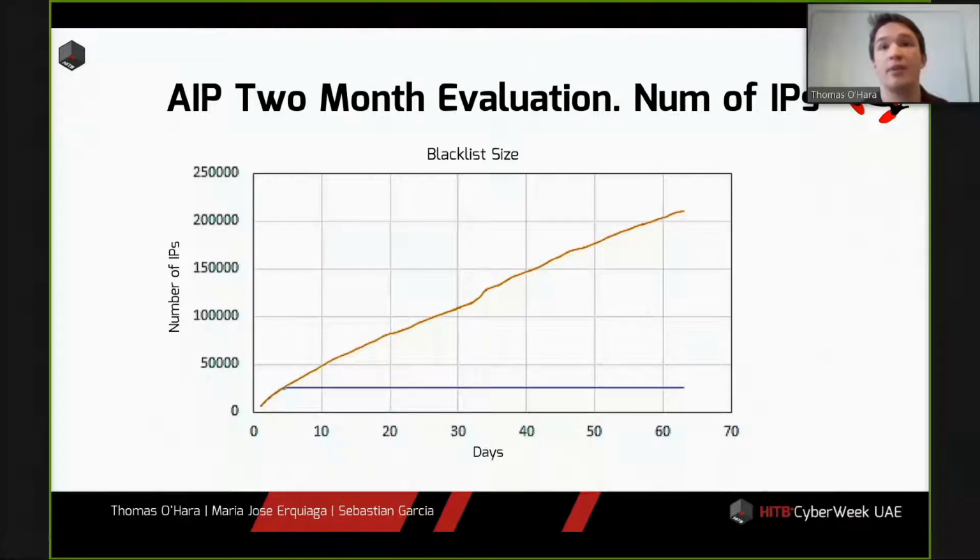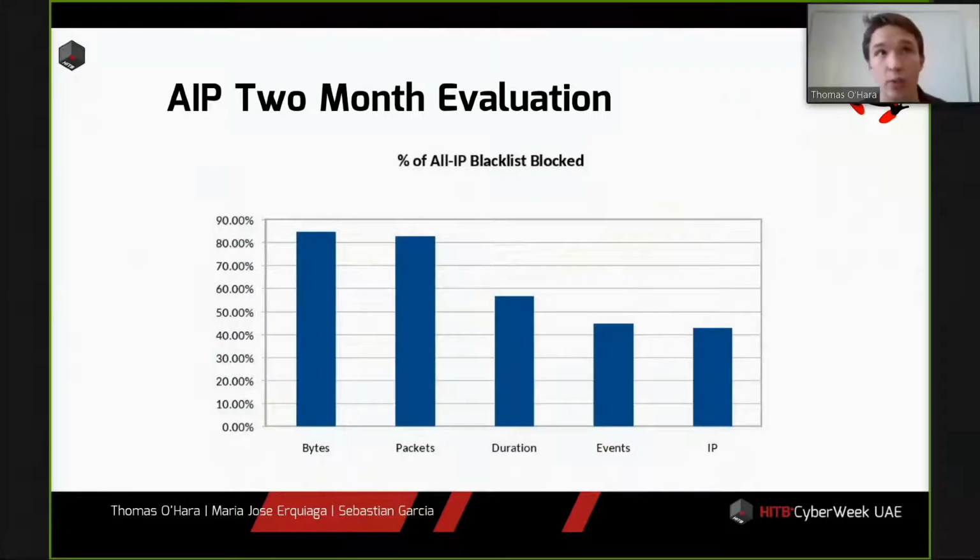So it grew, and by the end of our 2-month evaluation period, we had over 200,000 IPs in the All IP database. In terms of our evaluation results, our AIP blacklist was able to block most of the traffic that the All IP blacklist was able to, as long as the quantifier was the amount of data being transferred. So if we look here, we see our AIP blacklist was able to block over 80% of the bytes and packets that were being transferred by malicious IPs in our network.